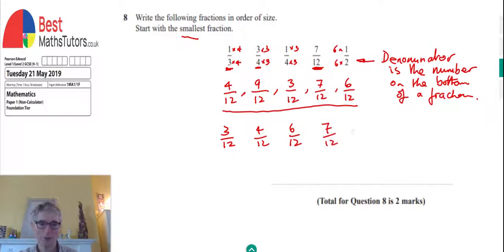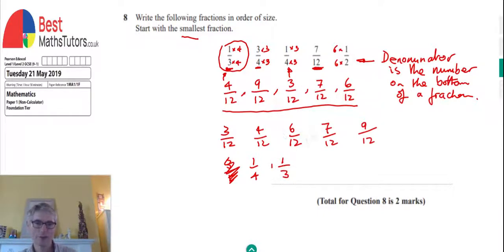And then I've got the 9 over 12. So that's in order. But to actually answer it, I've got to go back to the original fractions that I've got here. So we can see the 3 over 12 was actually just the quarter there. I'm going to write 1/4. Then the next one, the 4 over 12, that was the 1/3. That's there, 1/3.